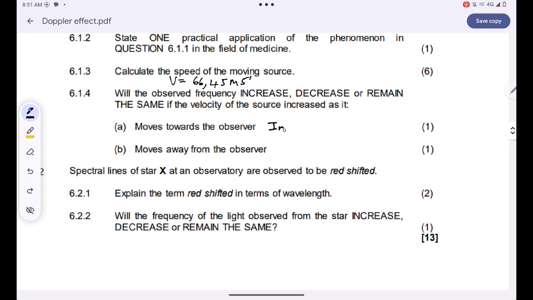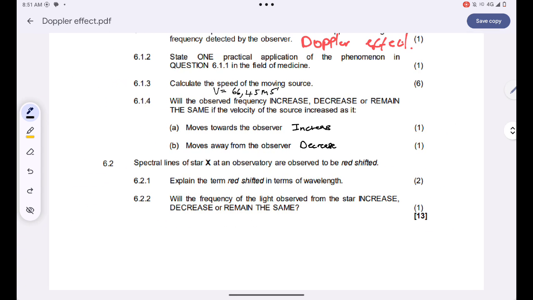It would increase when the source is moving towards the observer, and obviously decrease when the source is moving away from the observer. Okay, and then now we are told that spectral lines of star X at an observatory are observed to be redshifted. Explain the term redshifted in terms of wavelength.